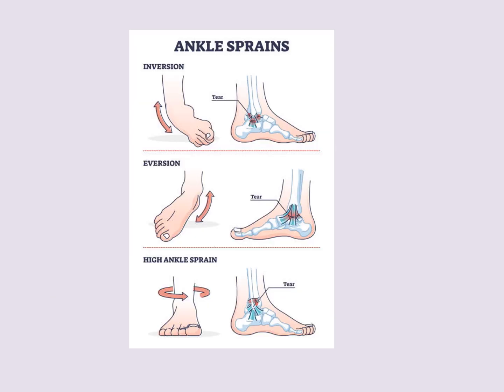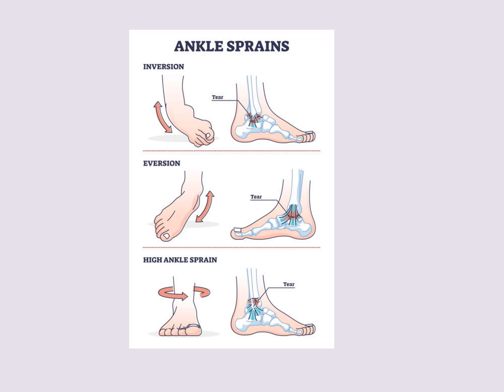So there's ankle sprains. This is a great picture. There's inversion, eversion, and a high ankle sprain. And if you look at what's happening, the ankle turns out and we have our tear here, if you can see. Then if you look at the eversion, the foot is going, the ankle's coming in and we'll have an inward tear on that side. That's where we're seeing it.